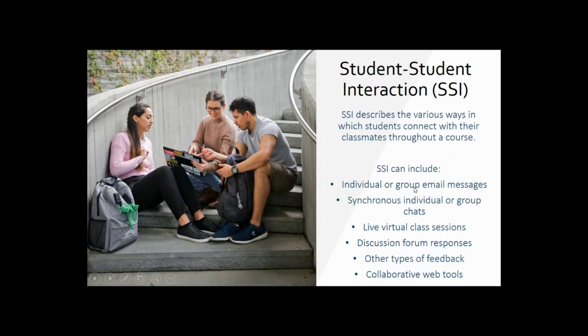The final one we're going to talk about is student to student interaction. That describes the various ways in which students connect with their classmates through a course, and it can include any of these. Students can email each other individually or in groups. This includes your synchronous individual or group chats, your virtual live class sessions, discussion forum responses, other types of feedback, and then collaborative web tools if you use those.